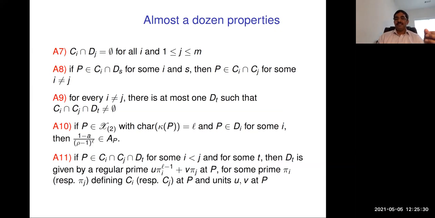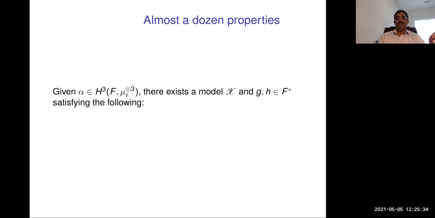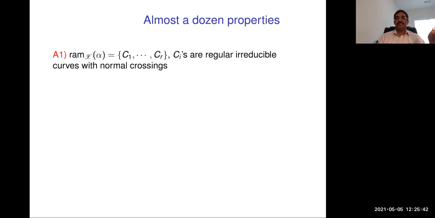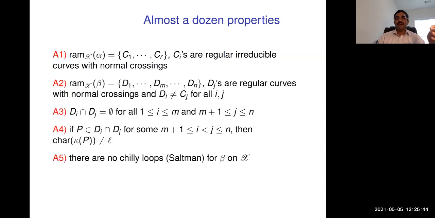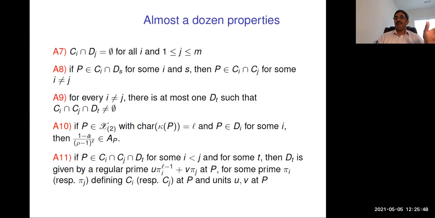Okay, now the general result is that if you take any alpha and beta, and if alpha, beta, and the scheme X, the triple, satisfies all these conditions, then one can show that alpha equals F dot beta. And therefore we show that this can be achieved, and then that shows that alpha is a symbol.